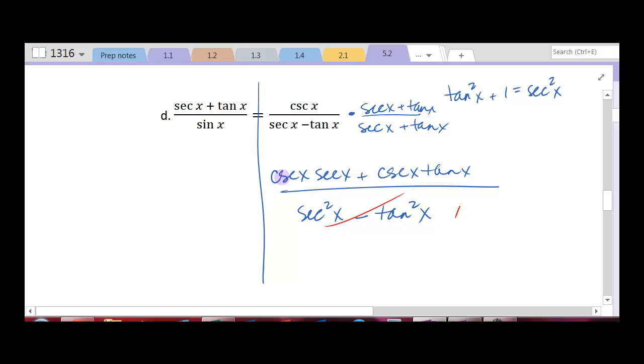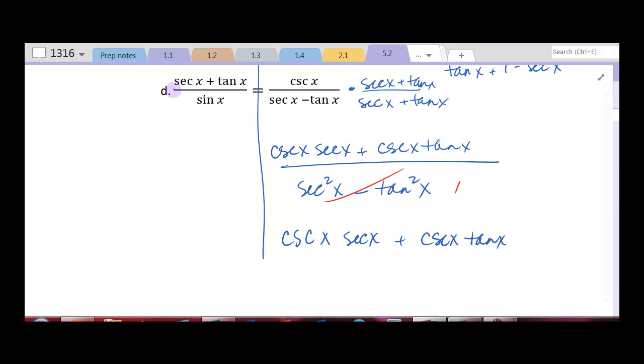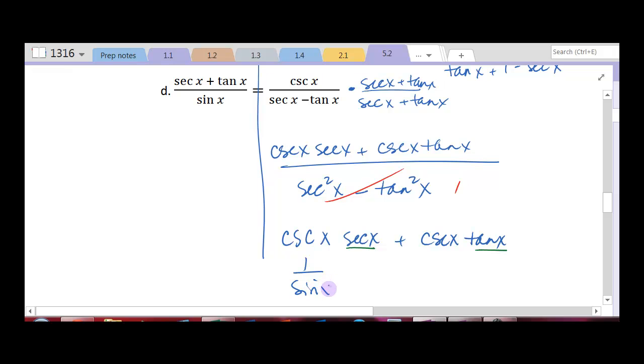So that leaves me this numerator right here, cosecant x secant x plus cosecant x tan x. Go back and look, what am I trying to get to? What's the goal here? I need a secant and a tangent here in the numerator. Well, I happen to have a secant and a tangent already in my problem over here, so what am I going to do with my cosecants? Cosecant is 1 over sine times secant x plus 1 over sine times tan x.